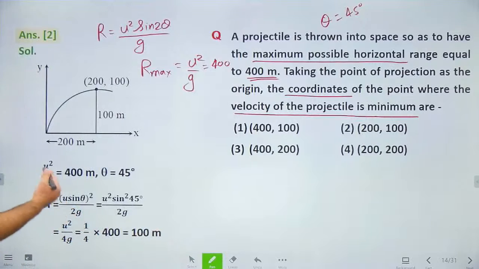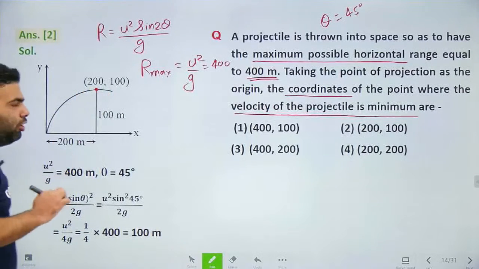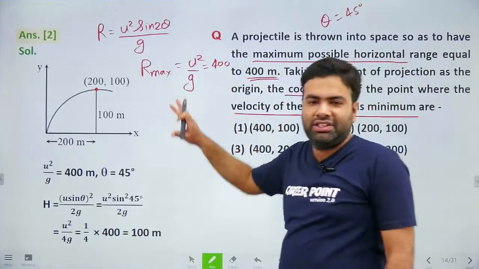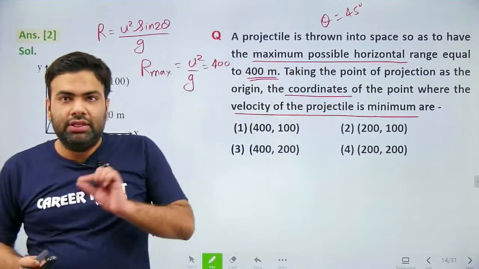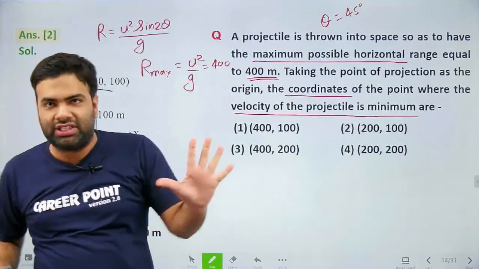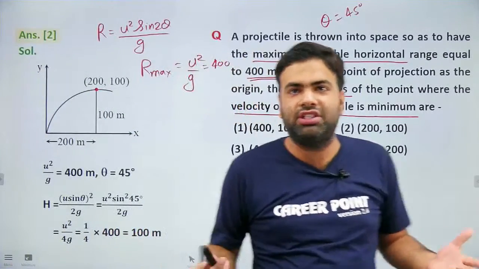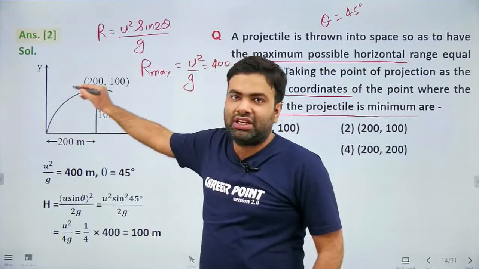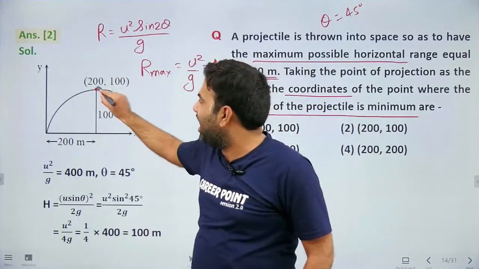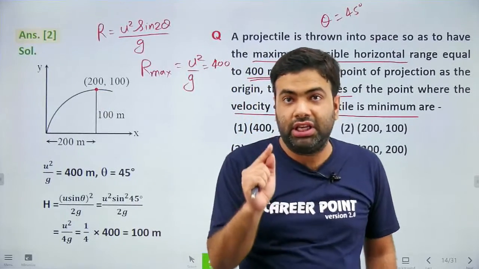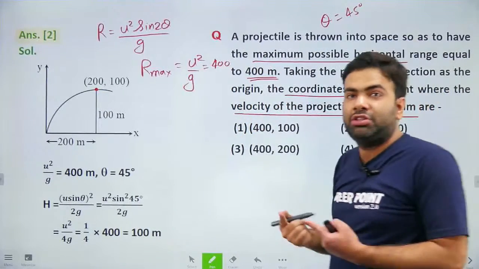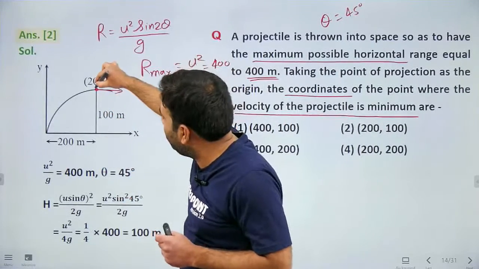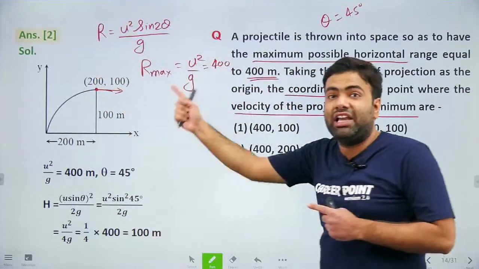Velocity of the projectile is minimum at the topmost point. Why? Because at the topmost point, the y component is 0 and only the x component is there. In the journey, the x component of velocity is not changing because there is no acceleration in the x direction. But because of the acceleration in the y direction, the velocity in the y direction is continuously decreasing. So at the highest point, the magnitude of velocity in the y direction is 0, and the total velocity of the projectile is minimum. That means we have to find the coordinates when it is at the highest point.